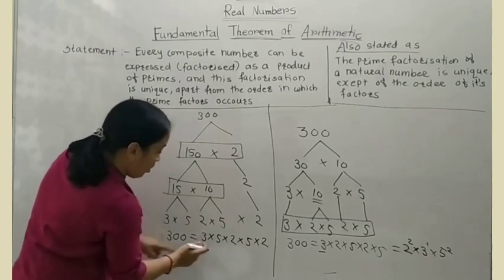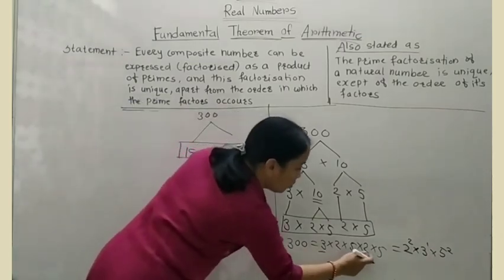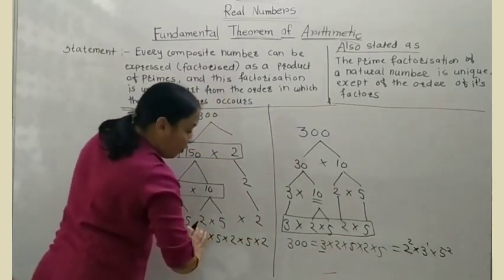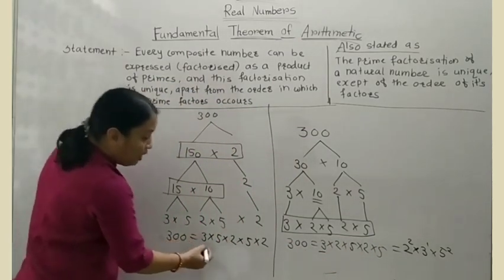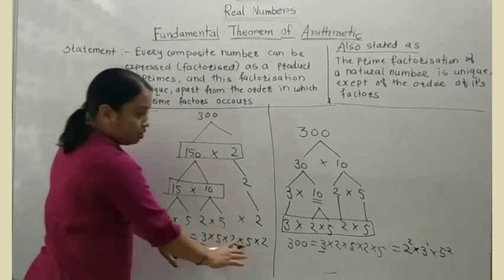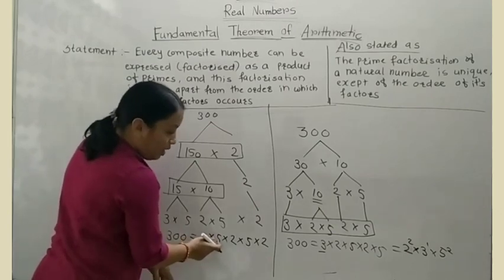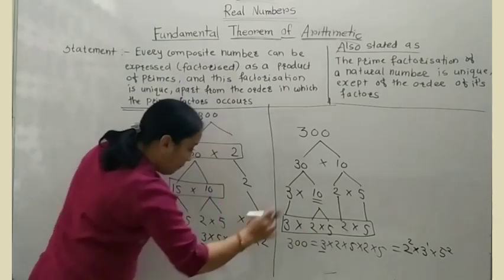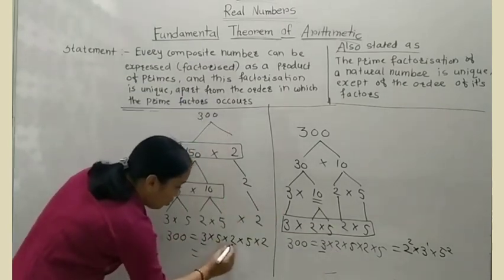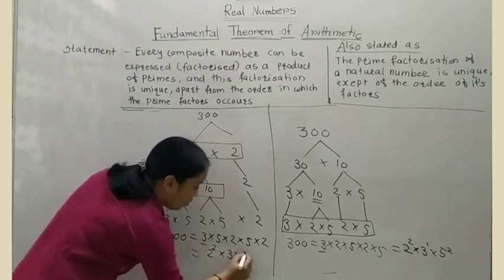Here 3, 5, 2, 5, 2. Here 3, 2, 5, 2, 5. Though the factors are arranged in different orders, the factors are the same. If you observe these two, the orders are different: here 5 is at the second place, here 2 is there. But ultimately you can write this also as 2 square into 3 into 5 square.